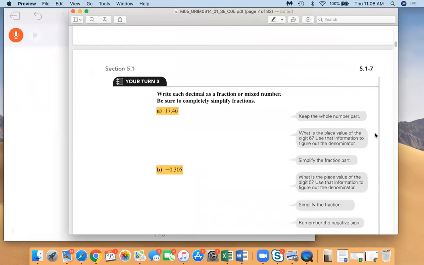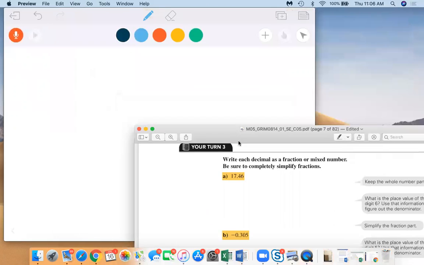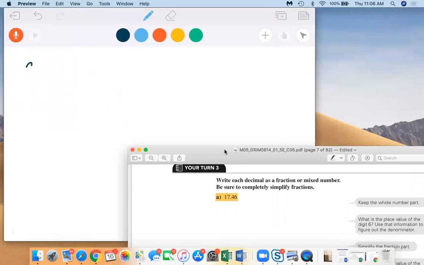All right, so let's go down. We're on page 7. Write each decimal as a fraction or mixed number and be sure to completely simplify fractions. So here on part A, we've got 17.46. We know our whole number part is to the left of the decimal. Now we have our fraction part. This is tenths, 100ths. So we're going to have 46 over 100. Hundredths place, 2 decimal places and 2 zeros. Am I done at this point?